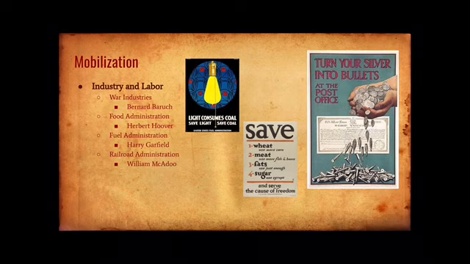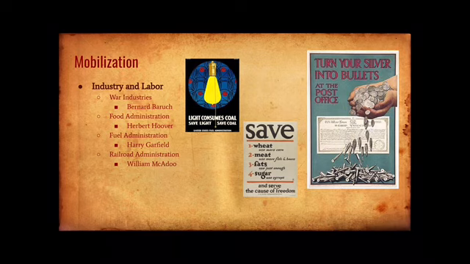Food administration was overseen by Herbert Hoover, and Herbert Hoover basically was like, yo, we need to eat less meat and bread because we need to send it to British and French troops. In doing this, shipment to British and French troops tripled.